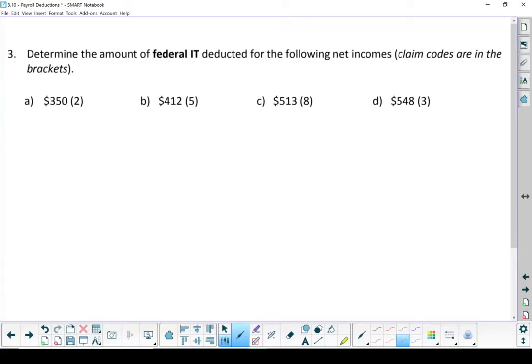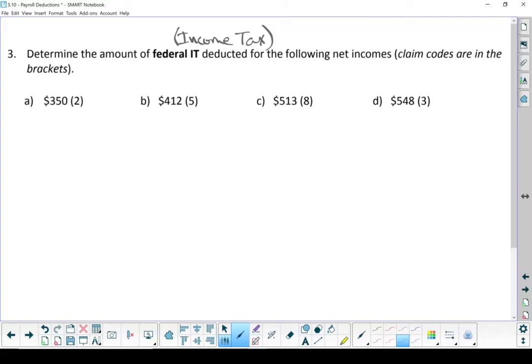Next question. Let's find the amount of federal income tax deducted using the following net incomes. This one's a little bit different. This has what's called claim codes. Now, what a claim code is depends on your situation. You might be working with a different claim code. Different claim codes say that you are deducted different amounts of income tax. Your claim code could change.